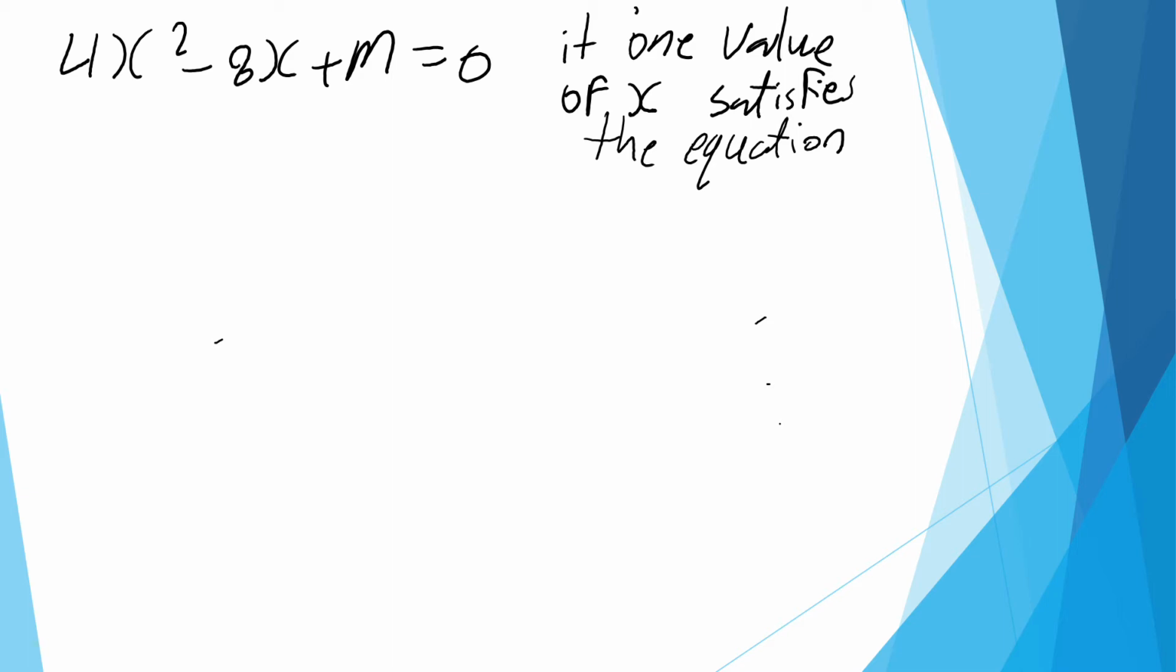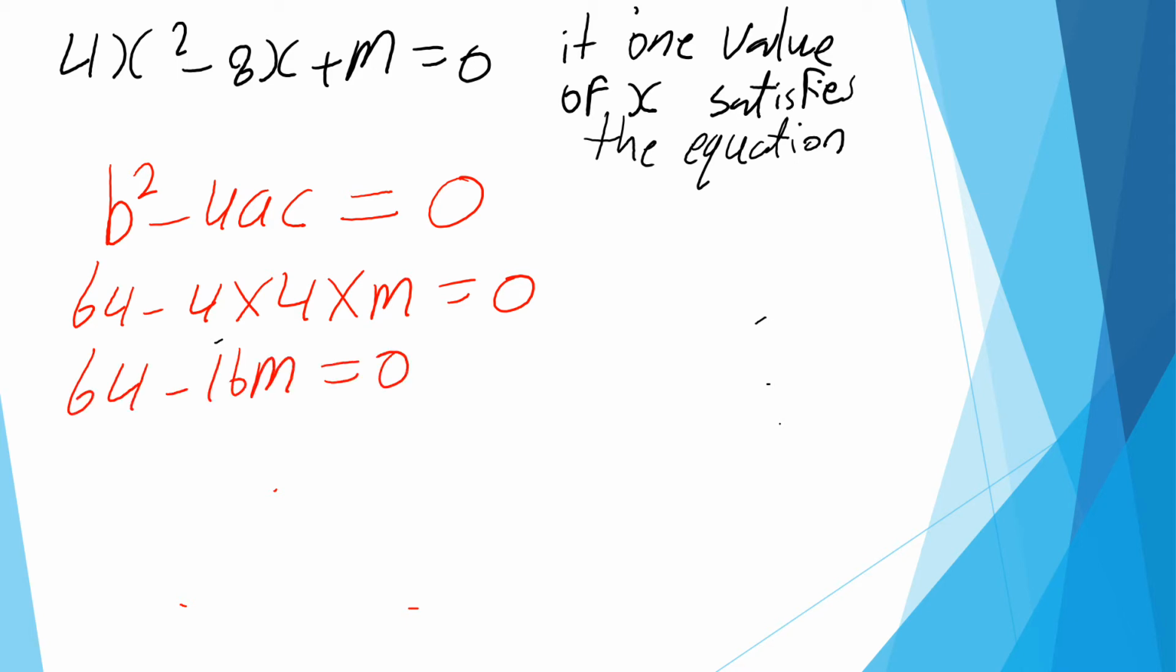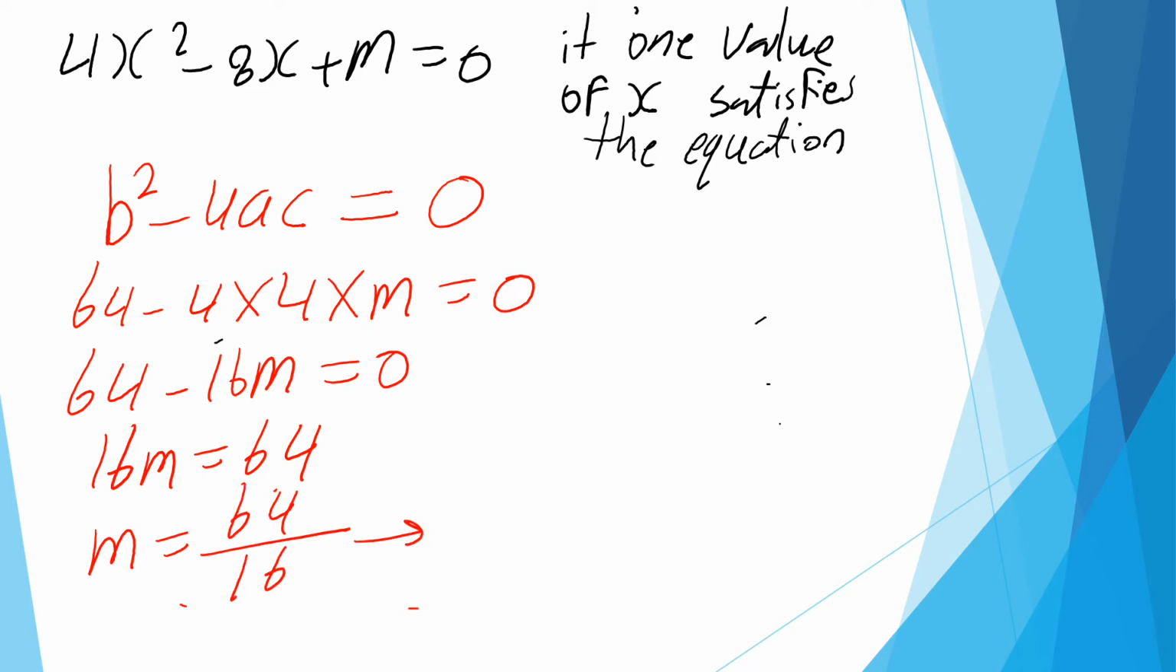So we know from the previous slide that for b squared minus 4ac, one solution means equal to 0, because that's the only case that gives one solution. Now if I substitute, b is 8, so 64 minus 4 times a, which is 4, times m equals 0. So you can see you've got an equation with m unknown. So 64 minus 16m equals 0, so 16m equals 64, m equals 64 over 16, simplify, m equals 4. So that's answering the question.